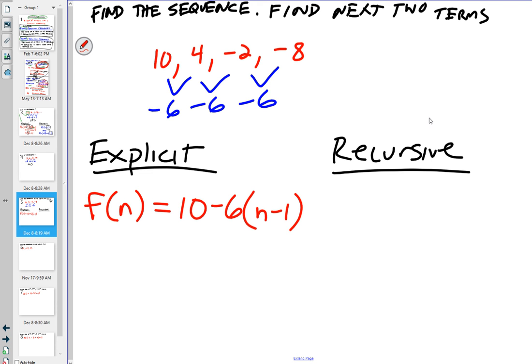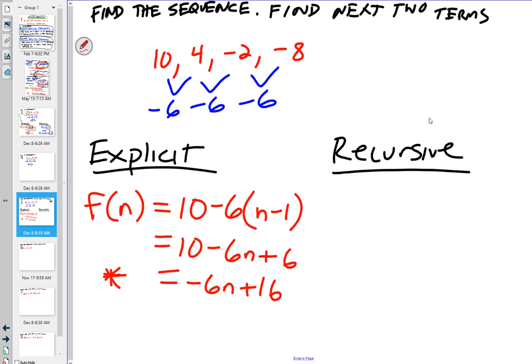Most of the time, this is enough. But I like to show off, so I'm going to distribute and simplify. So I can also write this as -6n plus 16. Same thing. One is not any different than the other. I can substitute here if I want to. Either one is fine. If all you're being asked to do is define it, either one is fine.